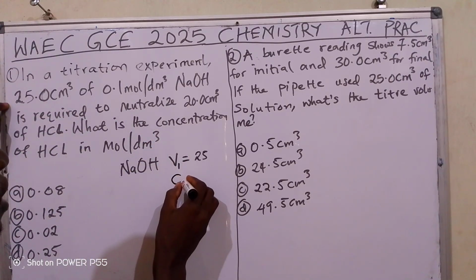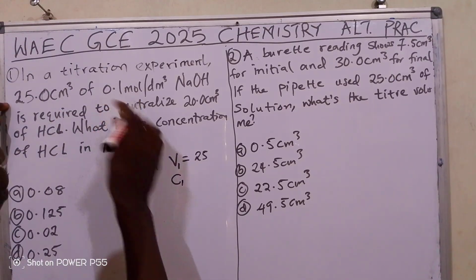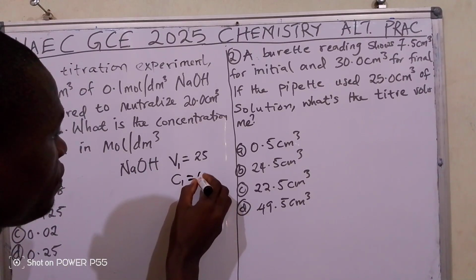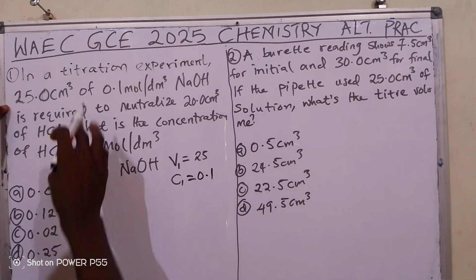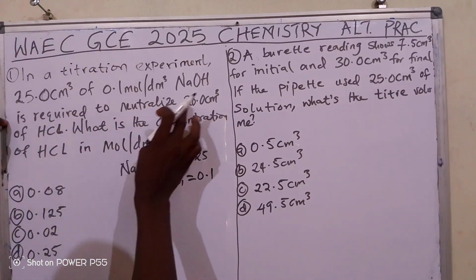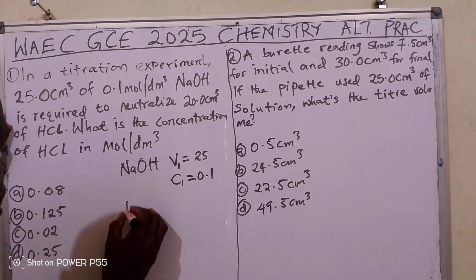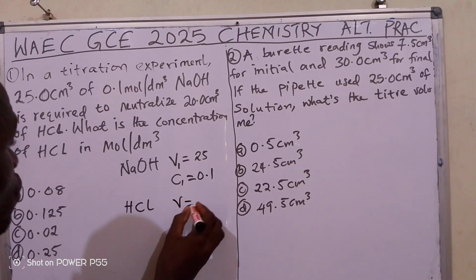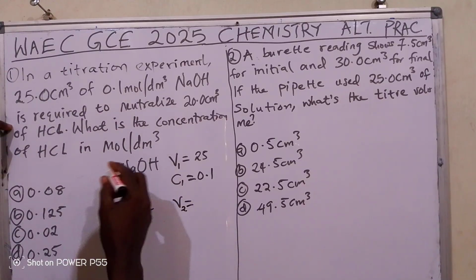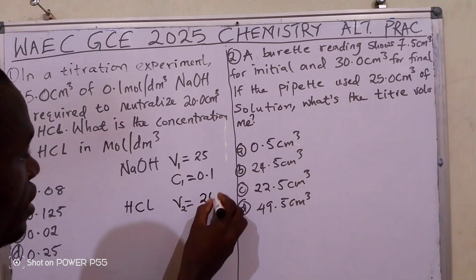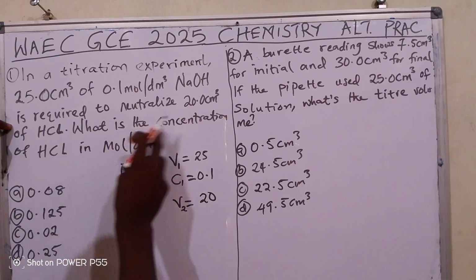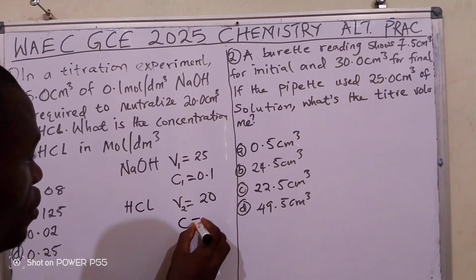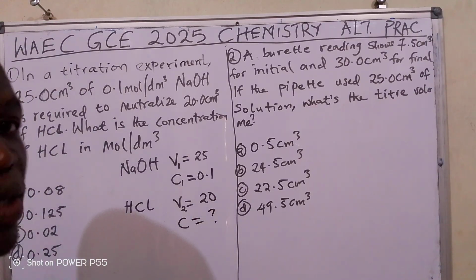Then we have C1 for concentration, which is the concentration of sodium hydroxide, equal to 0.1. The next thing is, required to neutralize 20 cm cube of HCl. So for HCl, volume, let's give this V2, is equal to 20 cm cube. And the question is now, what is the concentration of HCl in mole per dm cube? So the concentration is unknown, and that's what we are asked to calculate.